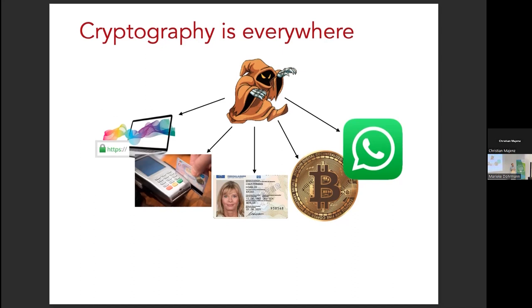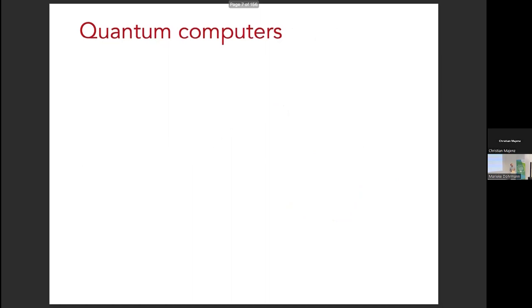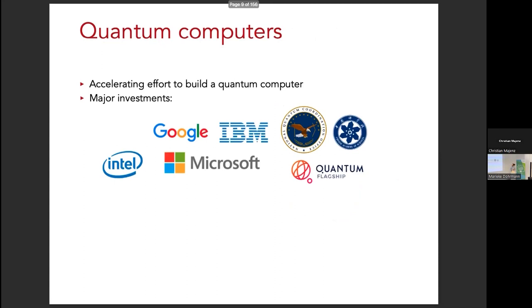On the other hand, there's this exciting new technology called a quantum computer. It doesn't exist yet, but there is an accelerating effort to build it. Here's a couple of actors that are pouring a lot of money into it, both public and private. What I especially like is that the United States has a National Quantum Coordination Office, and it has a seal with an eagle in a quantum Dirac notation bracket as a symbol.